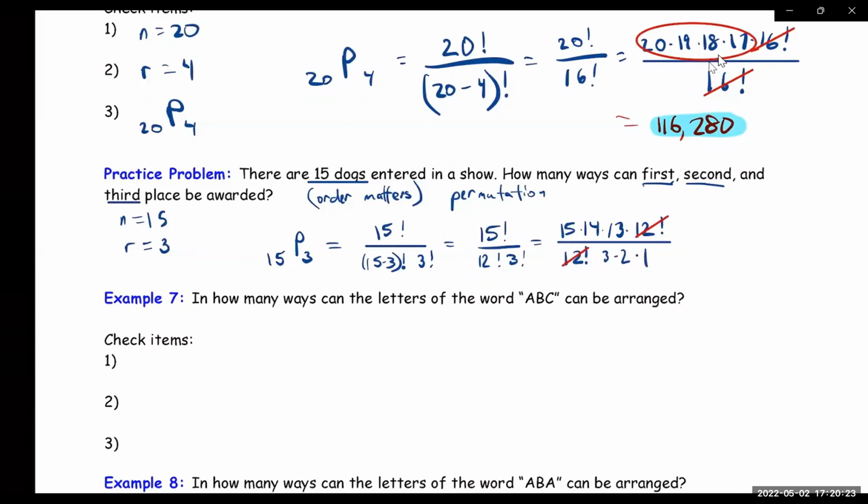And now all we have to do, we can do this on our calculator. 15 times 14 times 13 divided by 3 times 2 times 1. Or you can simplify. 3 goes into 15 5 times. 2 goes into 14 7 times. And that's it. So your final answer should be 5 times 7 times 13, which is, oh, wait a minute. I got the wrong formula, don't I? I don't need the 3 factorial. That's for combination. Whoops. I almost made a mistake.